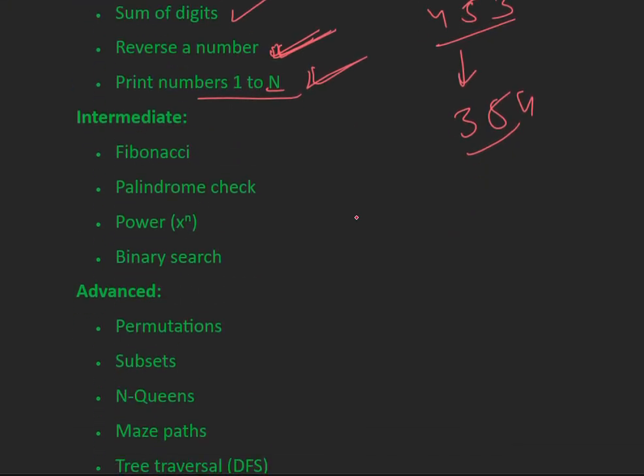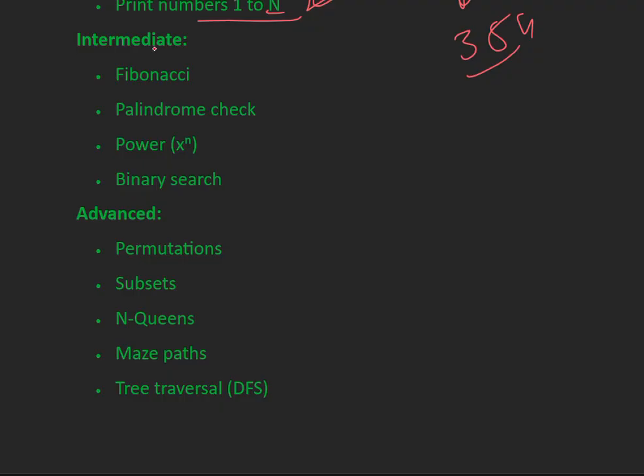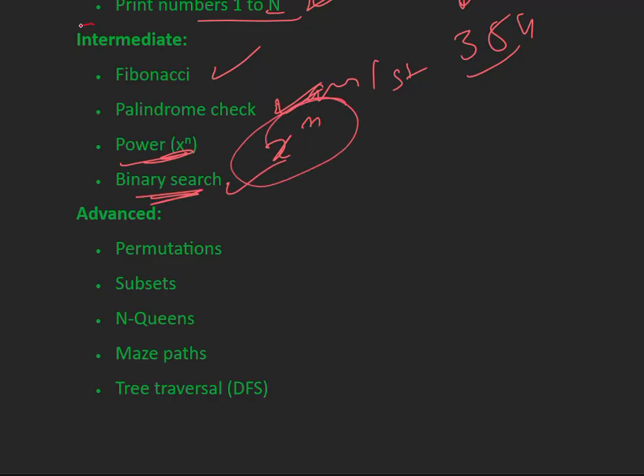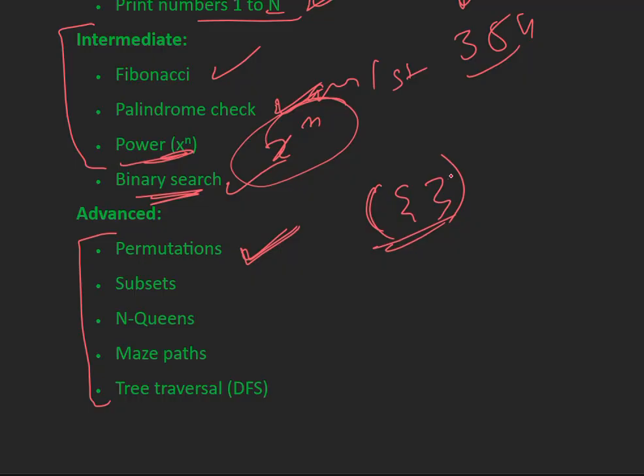Next, for intermediate, you can practice Fibonacci, palindrome checking whether an array or string is a palindrome or not, finding the power, like finding x to the power n, or binary search, which we can also do with recursion. Then we have advanced questions: permutations, finding all the permutations, and finding all the subsets. And the N-Queens problem, this is a very good problem.